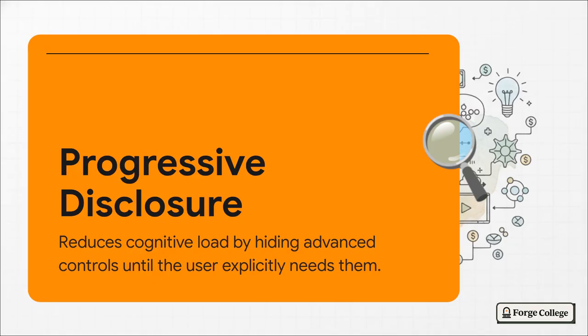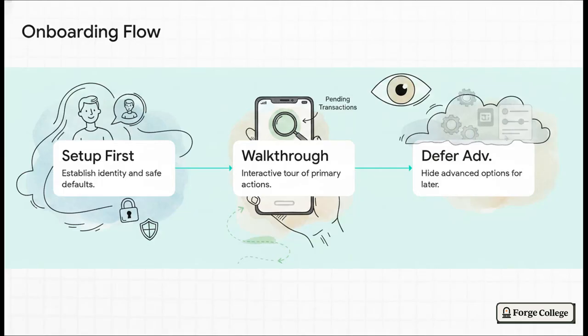Look, if a user just wants to approve a standard token transfer, there is absolutely no reason they need to see advanced custom gas settings or delegate key configurations right up front, right? You got to keep that decision surface incredibly small. And we can actually apply that exact throttle directly to a proper onboarding flow.